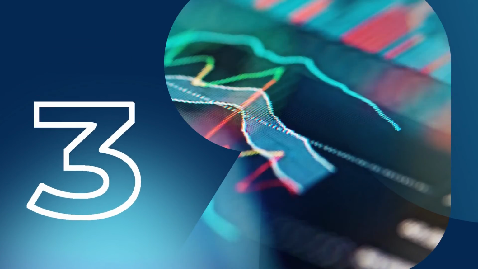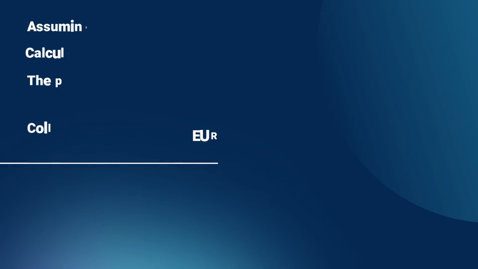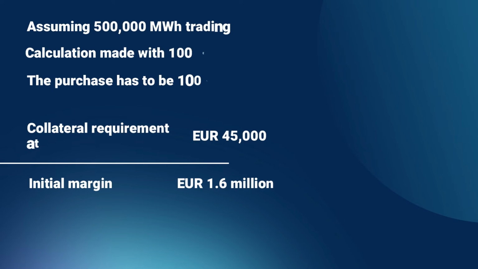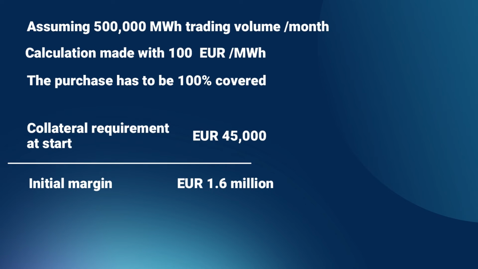And finally, let's see the third scenario. For the calculation, we assumed an even distribution of the 500,000 megawatt-hours traded quantity in the month, and we calculated again with a €100 gas price per megawatt-hour. Since on CEEGEX the purchase has to be covered 100% prior to placing a trade order, in this example, €1.6 million shall be placed as initial margin on each day.